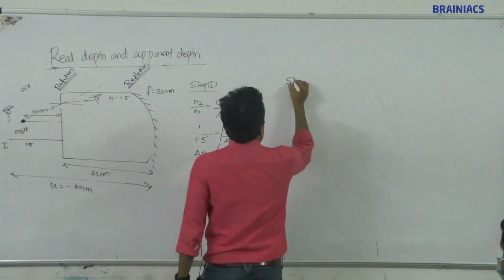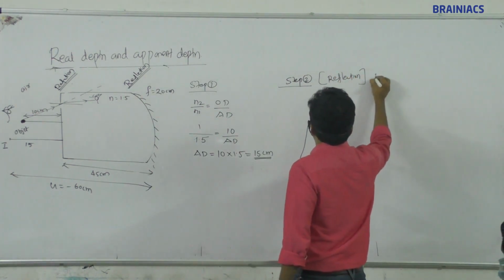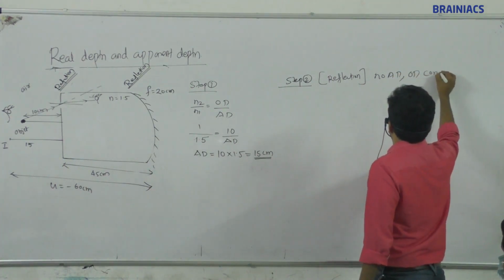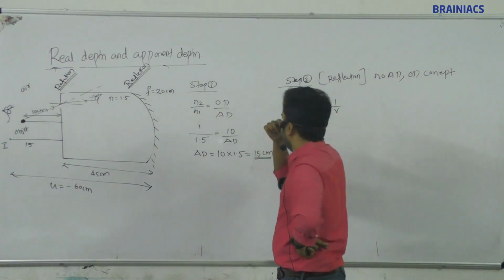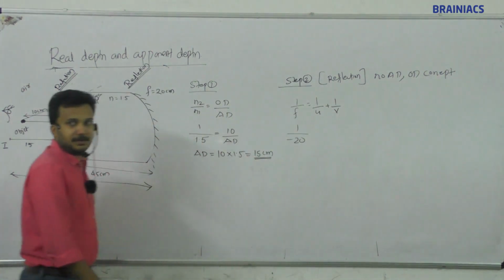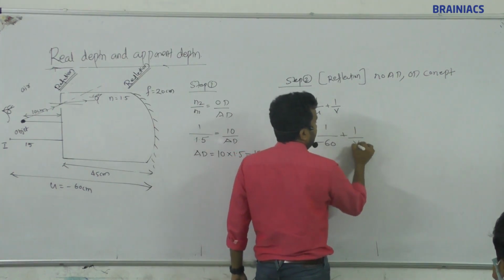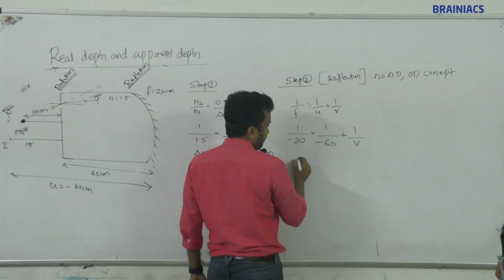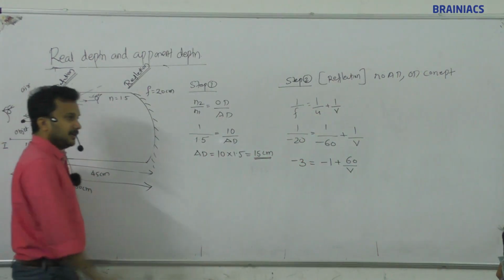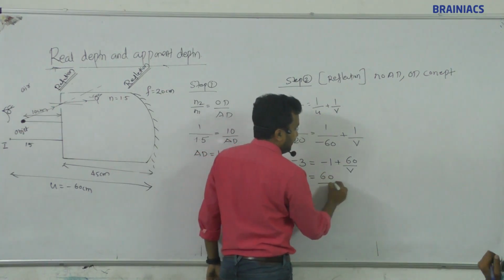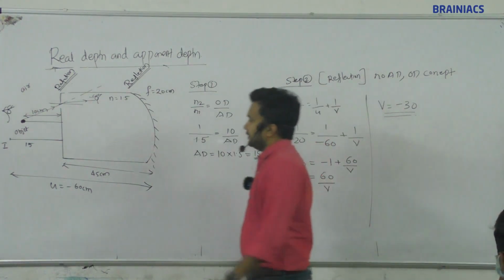So now the thing is like here. What is happening? No apparent depth, no AD OD concept, no apparent depth, original depth concept. So 1 by f equal to 1 by u plus 1 by v. f for concave mirror is negative. Just take it to the left hand side, so it becomes v equal to minus 30. v equal to minus 30 means from the mirror.